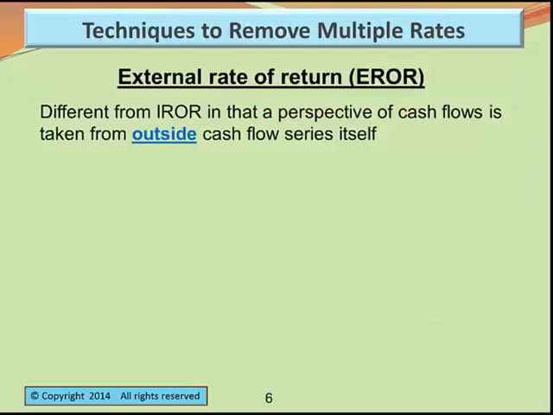To continue, we need to understand the complement of the IROR, that is the EROR, or external rate of return. Estimates outside or external to the cash flow series are specified, and these help in removing spurious i* values. However, it is important to understand that i* values different from the internal rate of return values will develop as these external estimates are applied.